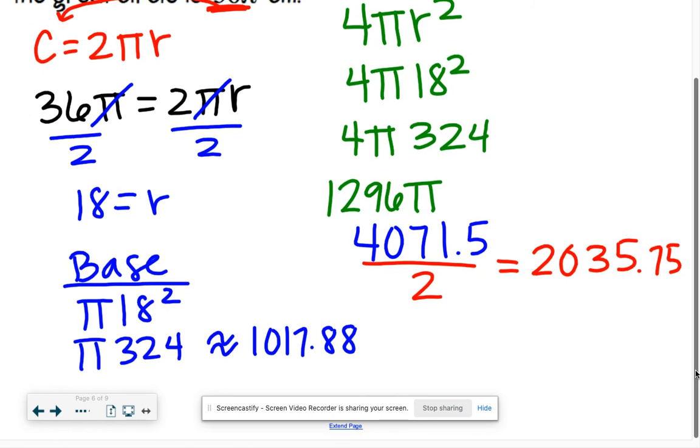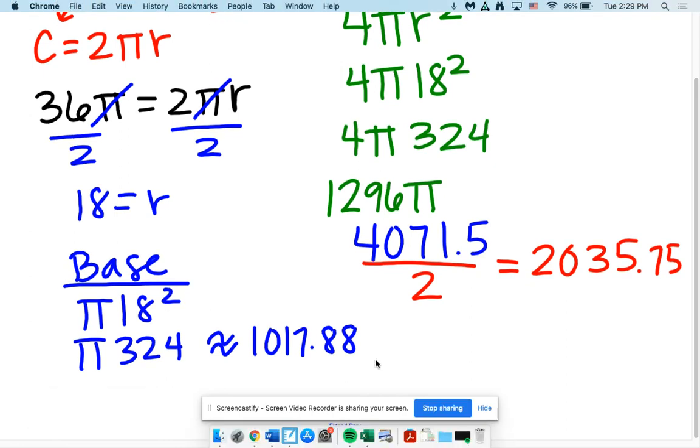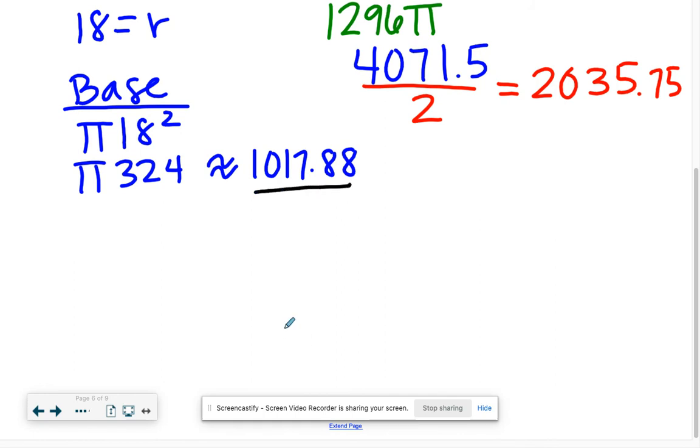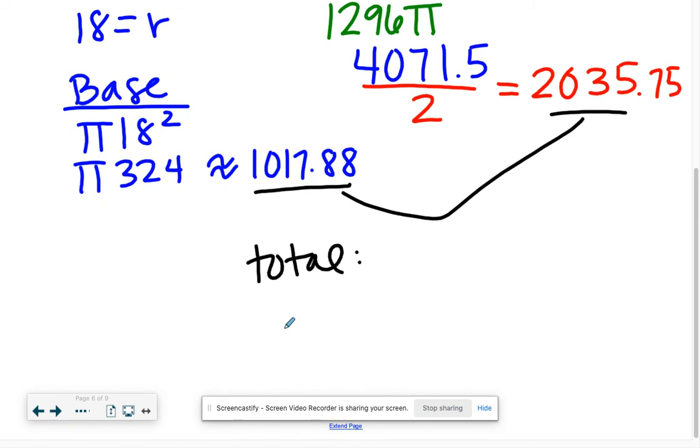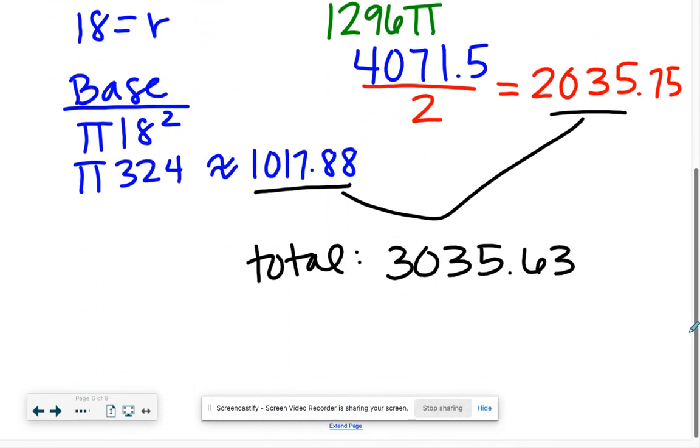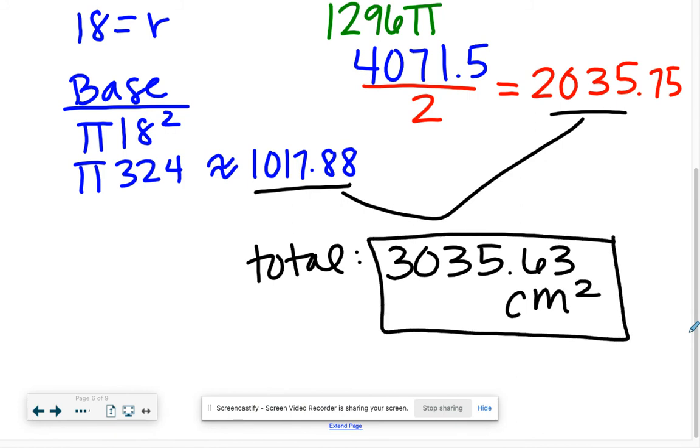Okay, folks, add them together for our total surface area. Together for our total should be 1,017.88 plus 2,035.75, which is 3,053.63. I don't even know what our units are. We have units. Centimeters. Woohoo! Squared. Good job, team.